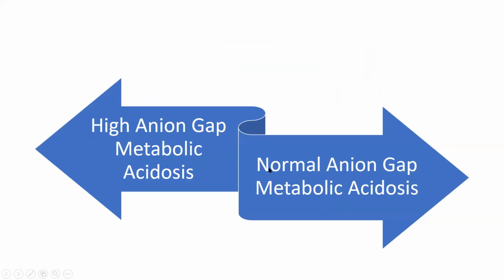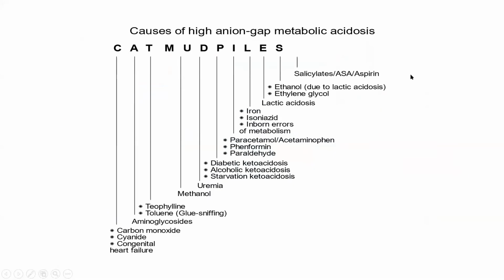Okay. So our metabolic acidosis, we can actually divide it into high anion gap metabolic acidosis or normal anion gap metabolic acidosis. And this is the mnemonic that you guys must remember, causes of high anion gap metabolic acidosis. You can use this CAT MUD PILES. So this one you can Google also, you all can find, but most of the time we always encounter this DKA, PCM. Must remember isoniazid also can cause high anion gap metabolic acidosis, or even ethylene glycol or aspirin toxicity.